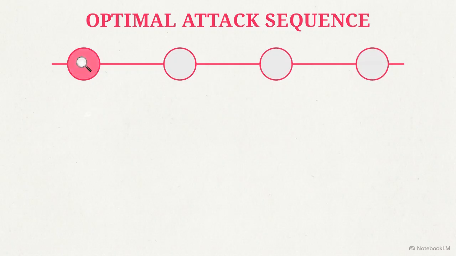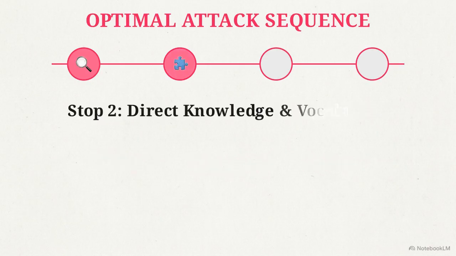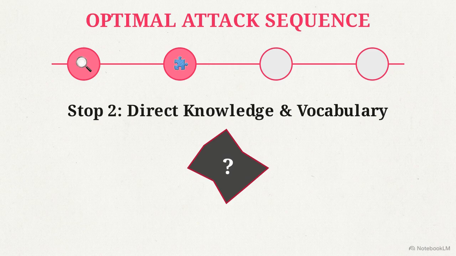We also need an optimal sequence. This roadmap shows our chronological attack plan. We always start with Stop 1, open-ended WA questions, because they force us to scan for specific facts. Next is Stop 2, direct knowledge and vocabulary.